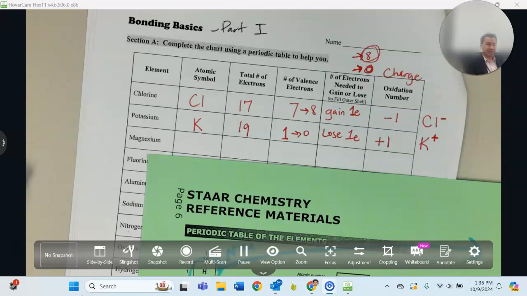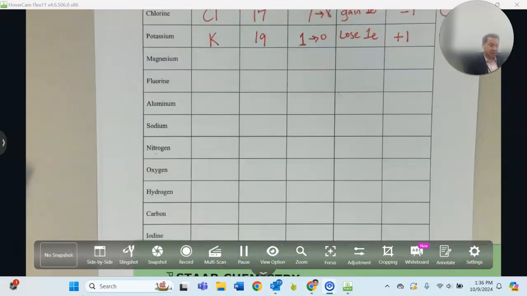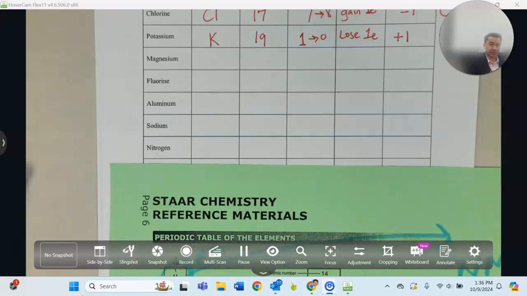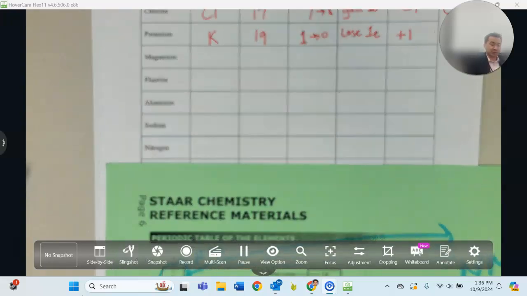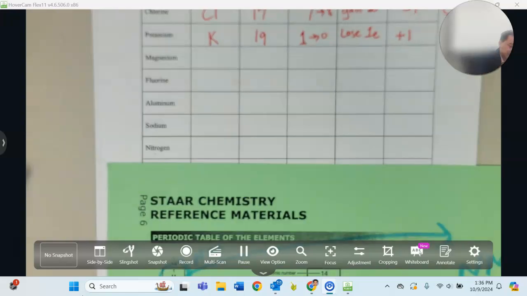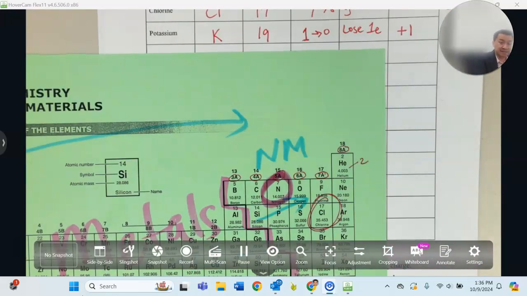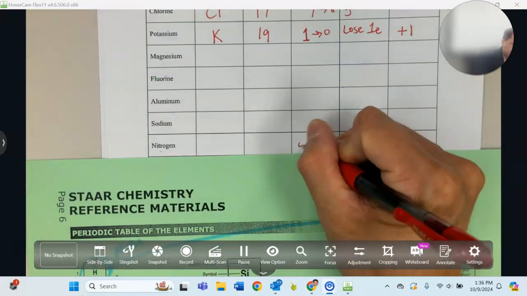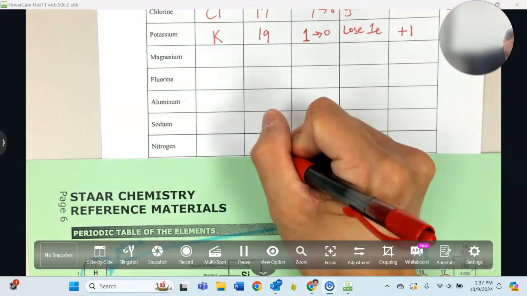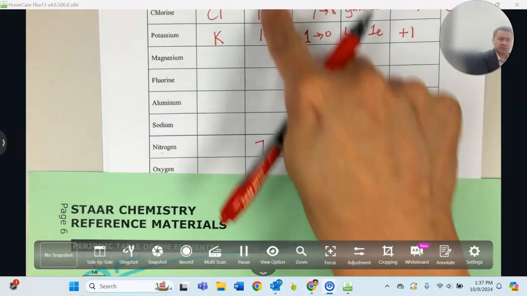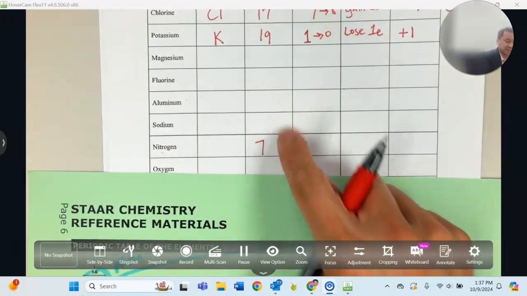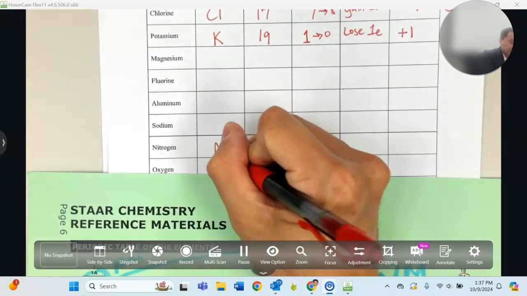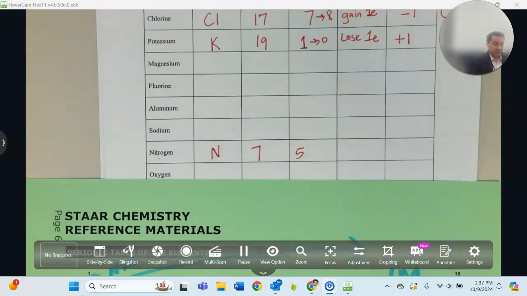Okay. Go down here. Let's do another one, a more challenging one down here. Nitrogen. Look at nitrogen. Nitrogen is atomic number 7 in group 15. 5 valence electrons. Total number of electrons is 7. This total number of electrons is really irrelevant to what we need to do on this assignment. Okay. So atomic symbol.